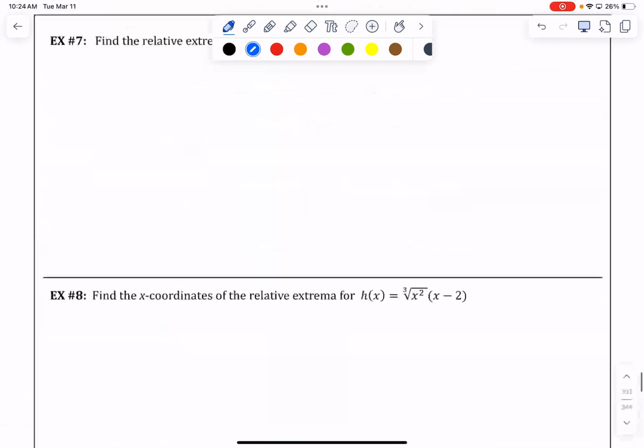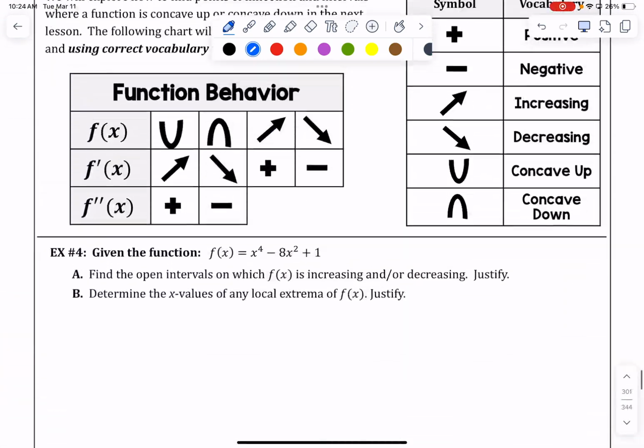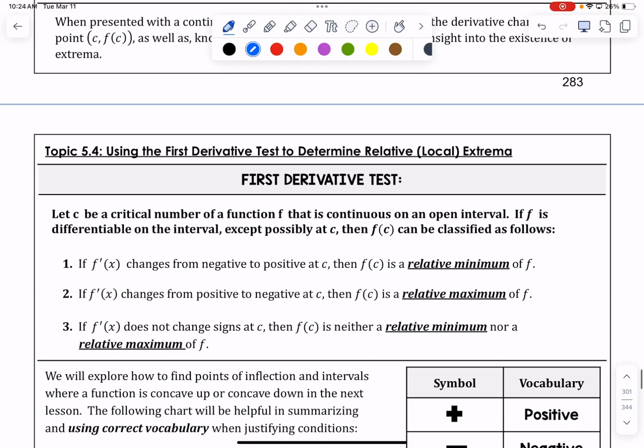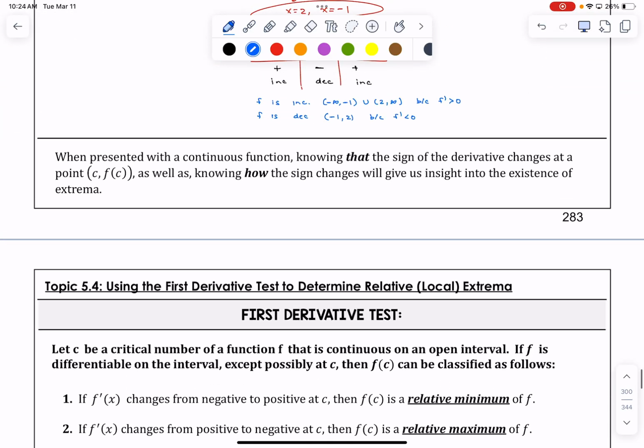All right, let's go back to the notes. Now we're going to finish up. Yesterday we left off saying we presented the idea with a continuous function that the sign of the derivative, page 283, changes at a point c comma f of x. Knowing how the sign changes is going to give us insight today on the existence of extrema. Not absolute extrema, but just relative extrema.